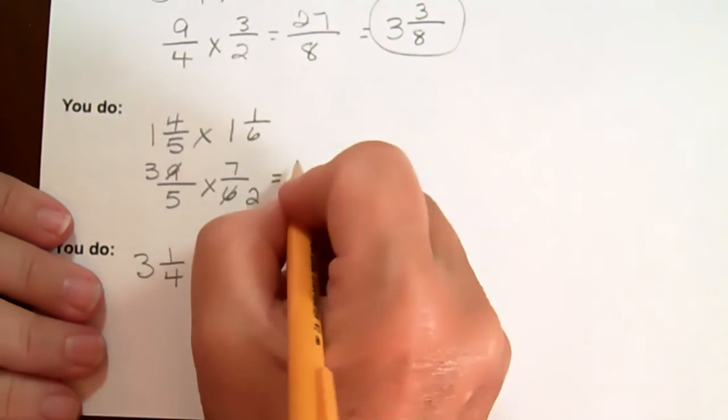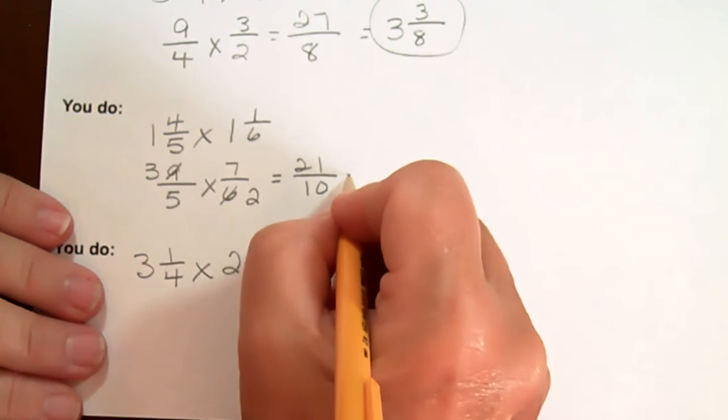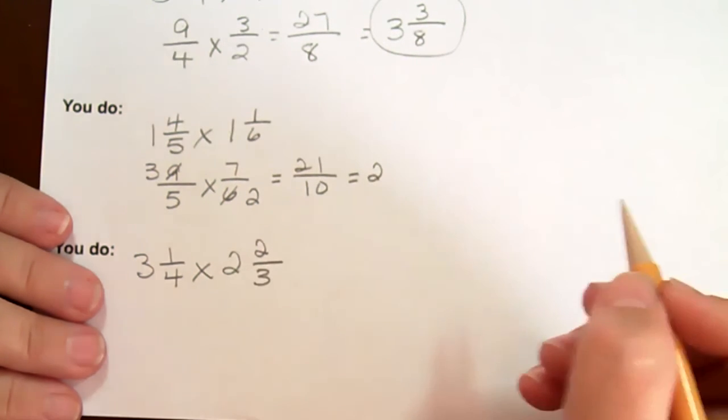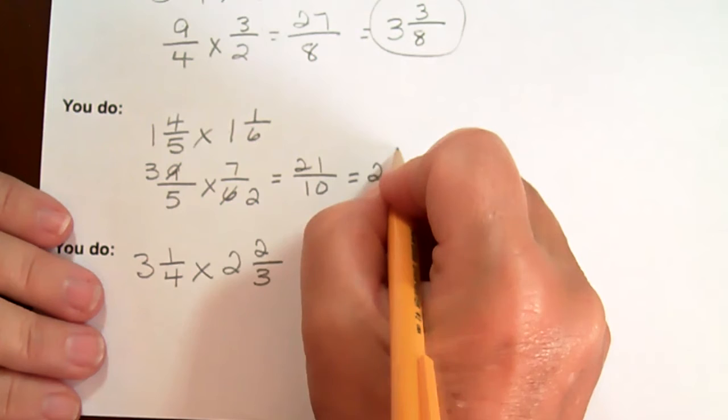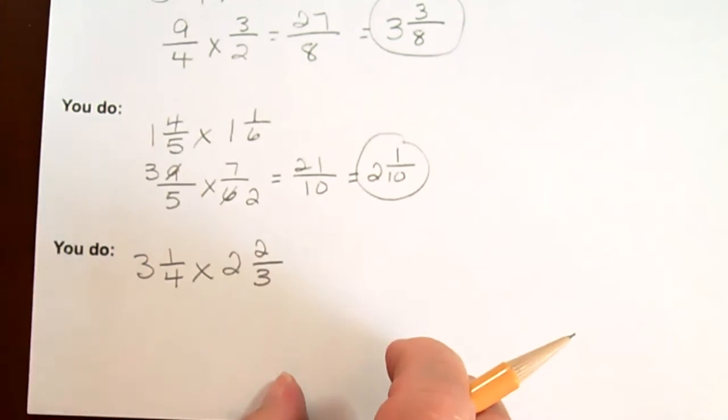3 times 7 is 21, and 5 times 2 is 10. How many 10s are in 21? That would be 2, because 10 times 2 is 20. You have 1 left over. So 2 1/10 is your answer.